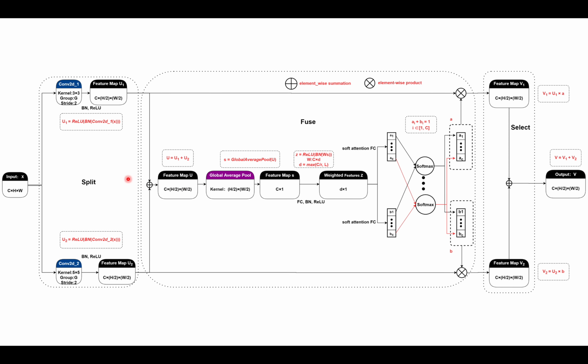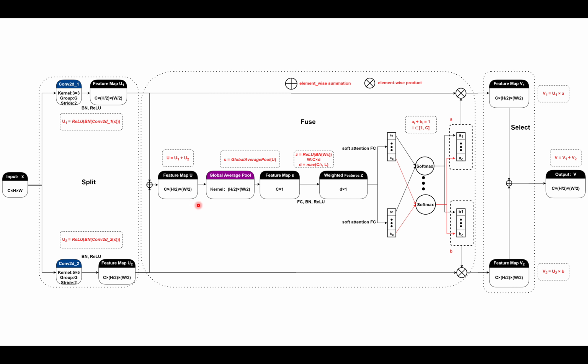First, the input feature map is split into several different branches to do the group convolution. Two branches in the diagram for simplicity. You can see each channel has distinct convolution kernel sets: 3 by 3 in the first branch, 5 by 5 in the second. After the split, the information from all branches is aggregated by the summation operation.